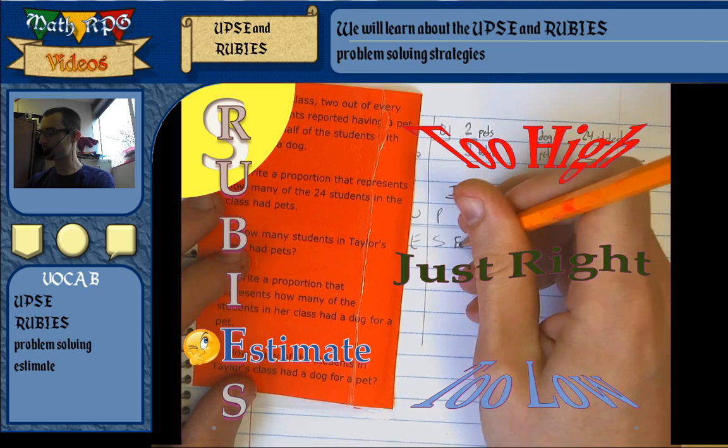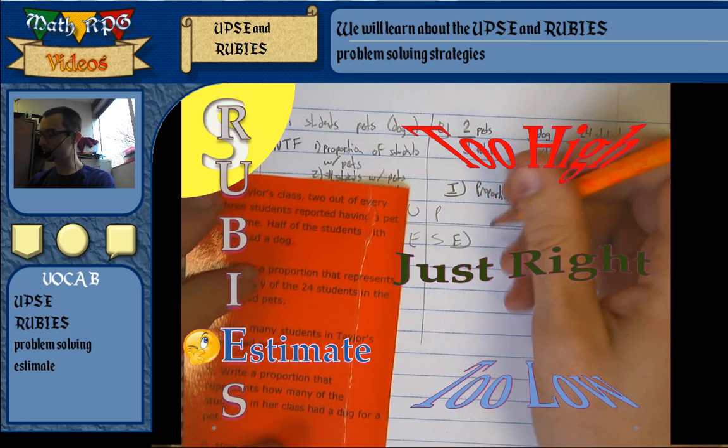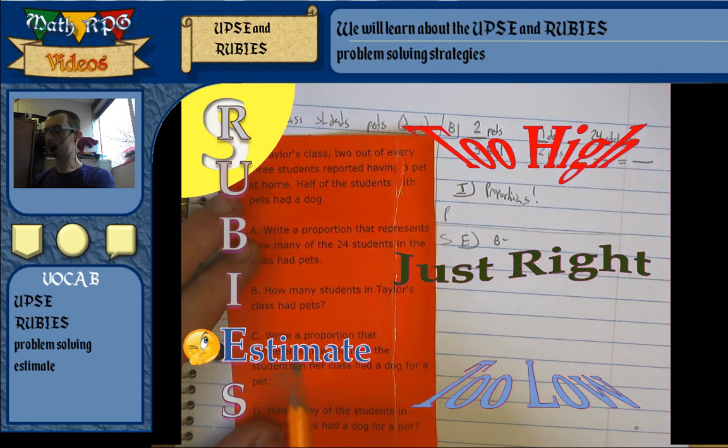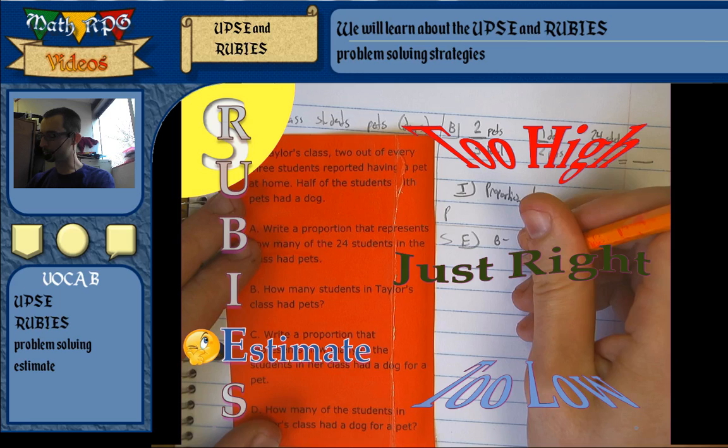Estimate. Okay, I'm going to estimate part B, which says how many students in Taylor's class had pets. And the way I want to make an estimate, I'm actually going to make three estimates. I'm going to get one that's too low, it's like Goldilocks and the Three Bears, right? I'm going to have one that's too low, one that's too high, and one that's just right.